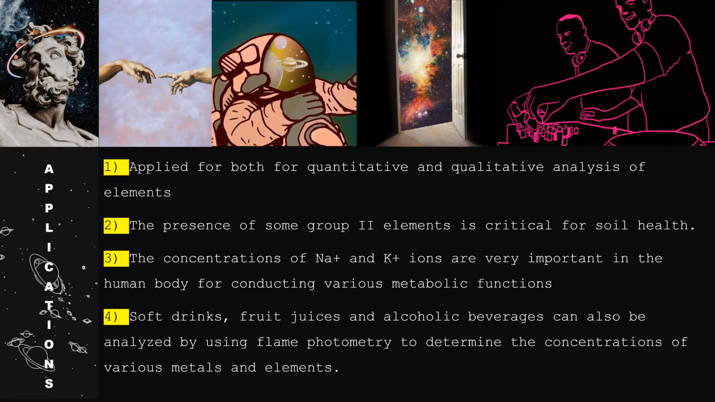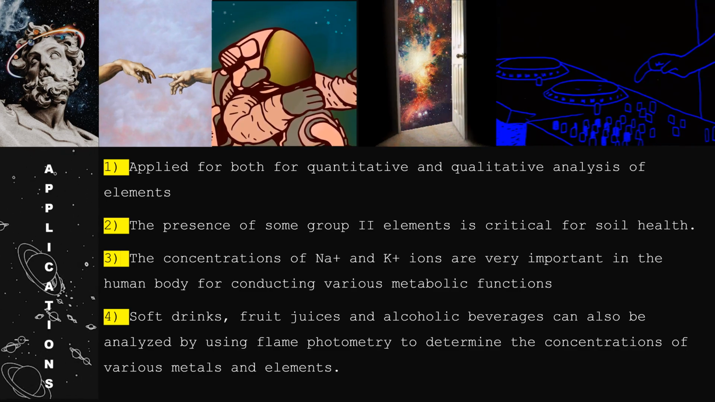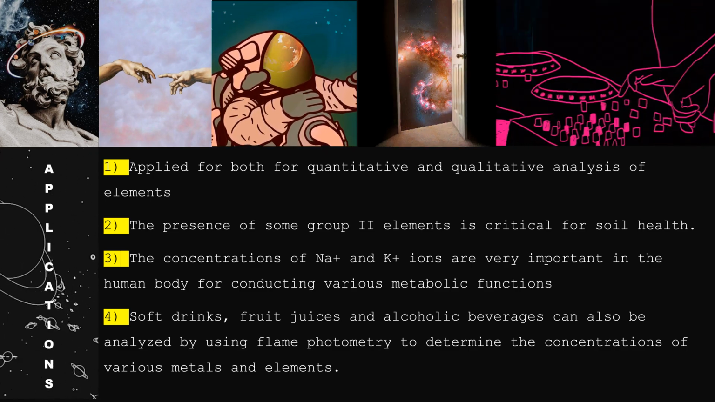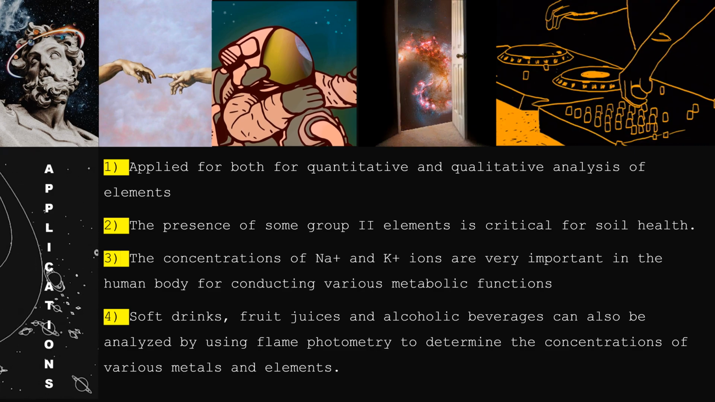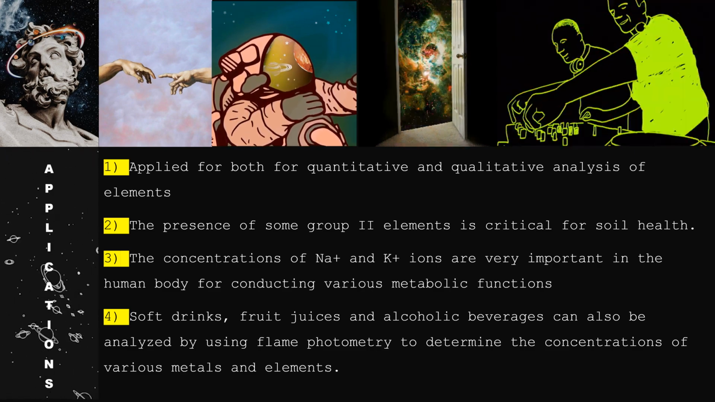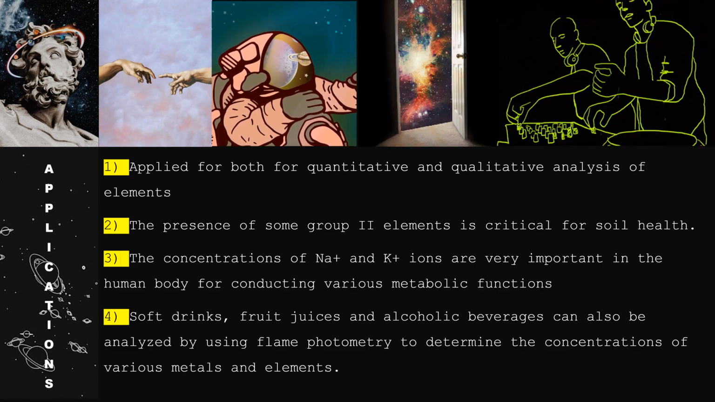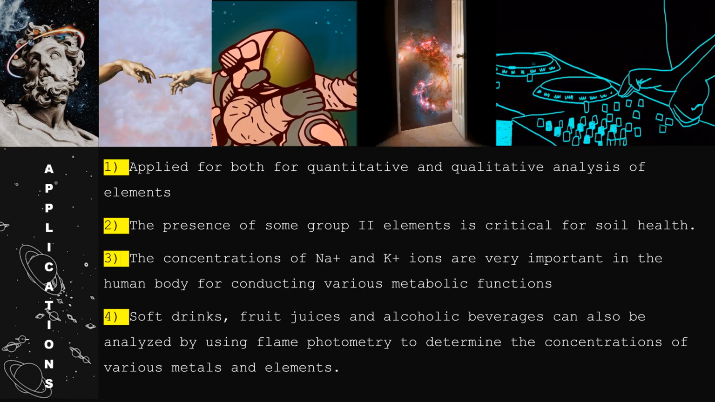Now, the presence of some group 2 elements is critical for soil health. We can determine the presence of various alkali and alkaline earth metals in a soil sample by flame tests, and then the soil can be supplied with specific fertilizer.